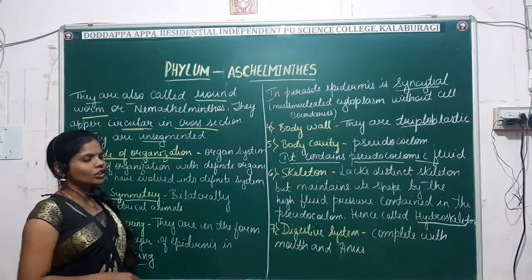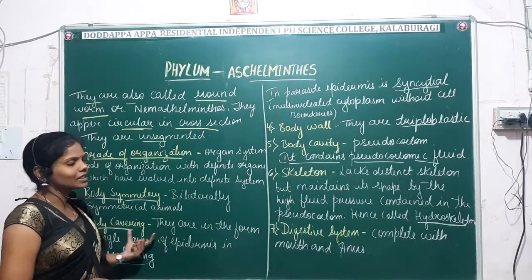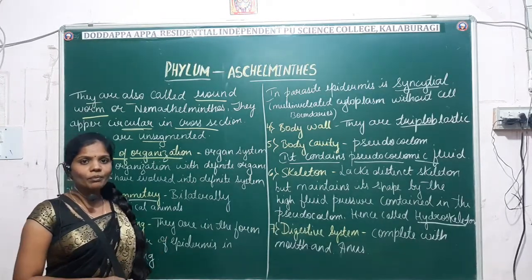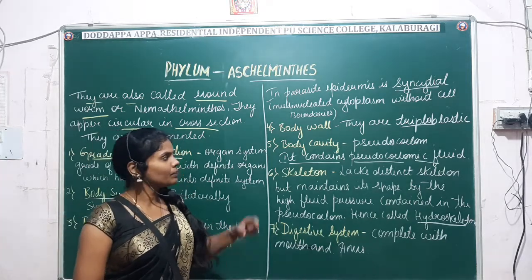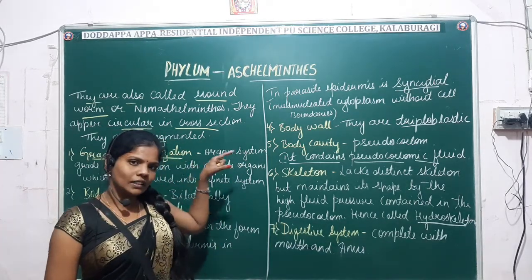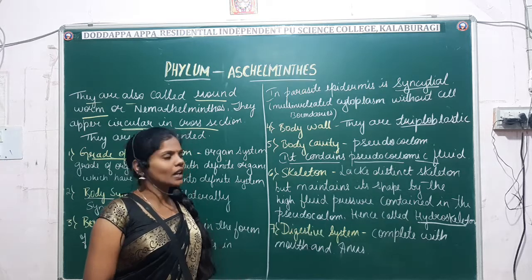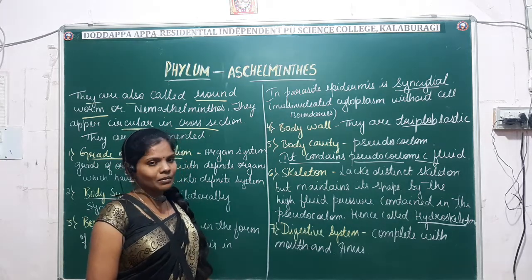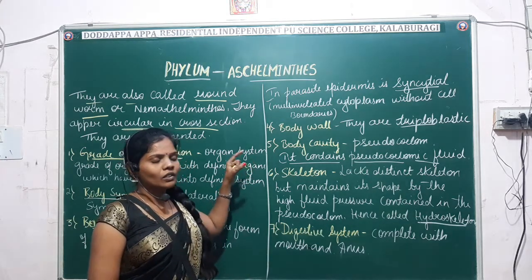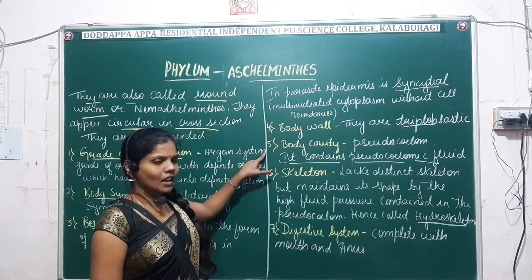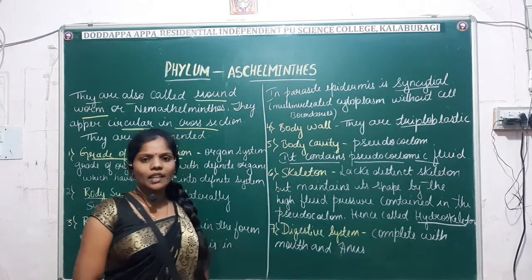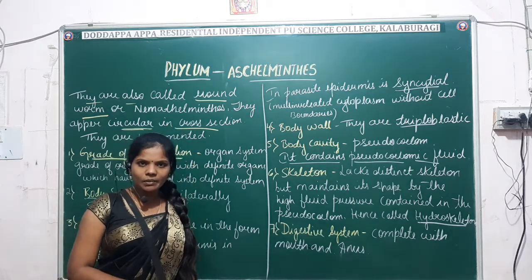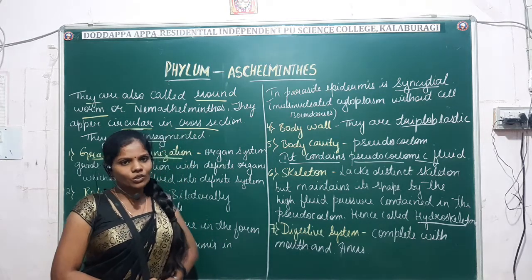Then generally they have a single layer of epidermis as the body covering in the free living form, whereas in the parasitic form the epidermis is made up of syncytium. The body wall is triploblastic, and they are pseudocoelomic animals, meaning you will not find any true coelom present in these animals. Next comes the skeletal system. The skeletal system present in Aschelminthes is known as the hydroskeleton system.